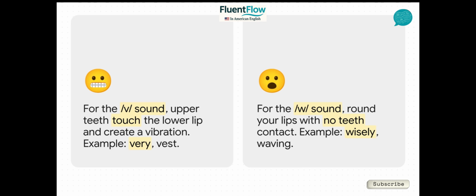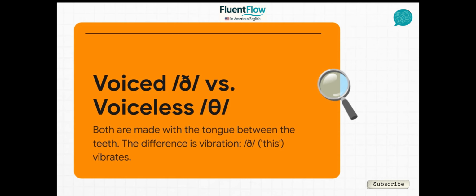It's all about contact. For the V sound, you need a little bit of friction. Your top teeth gently touch your bottom lip, and you make a buzzing sound. Feel that vibration? Very. Now, for the W sound, forget your teeth completely. Just round your lips like you're about to whistle. Wah, wah, wisely. No teeth involved. Totally different movement.